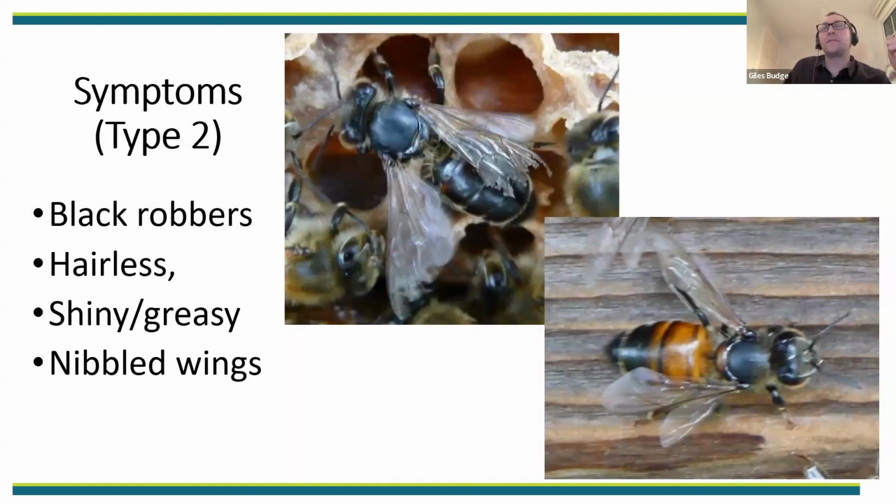Type 2 symptoms are very different. Effectively, you have bees which can sometimes appear darker. They can be hairless and shiny and greasy looking. They can have nibbled wings because sometimes the hairs have been removed by their sisters trying to remove these slightly sick bees from the colony. So you can have bees that sometimes look like robber bees. They're very old in appearance. These are type 2 symptoms, and in our experience, watching disease progress in the field, these symptoms tend to occur later in the disease cycle.